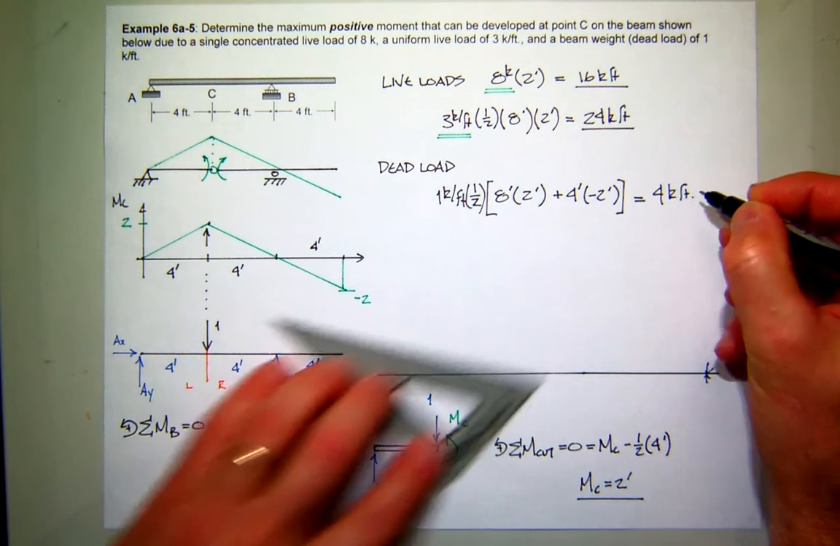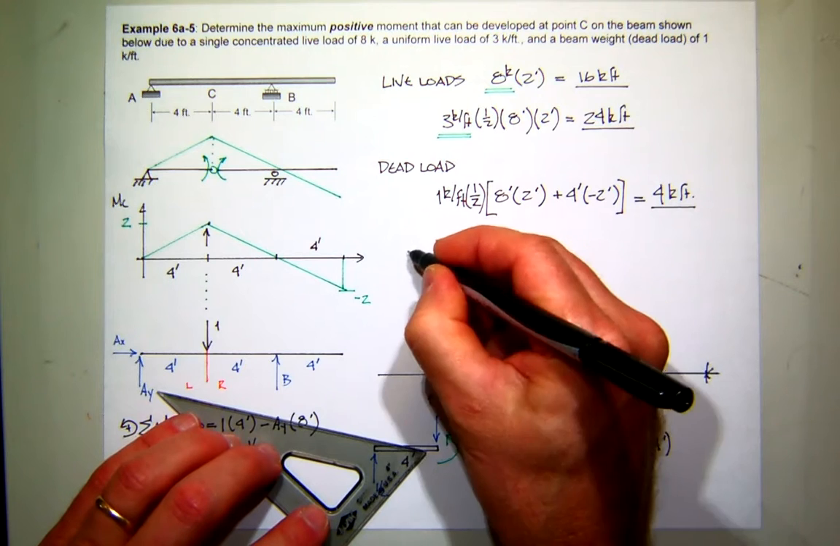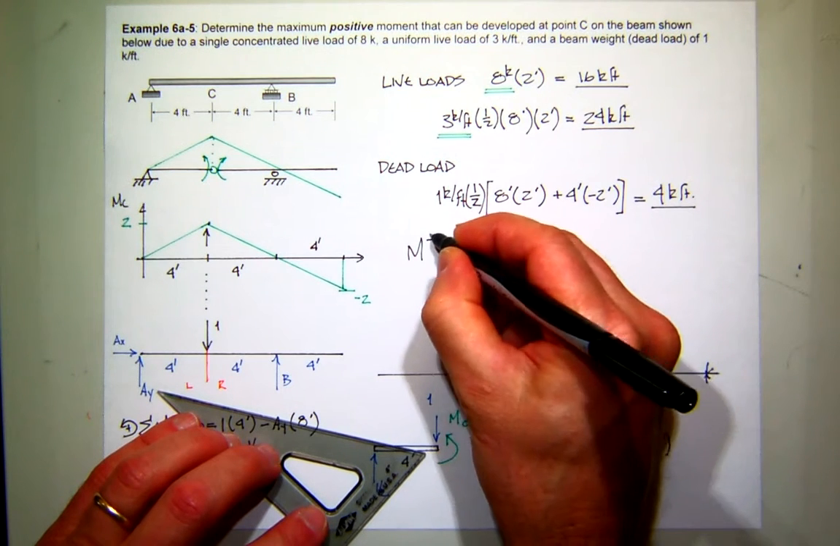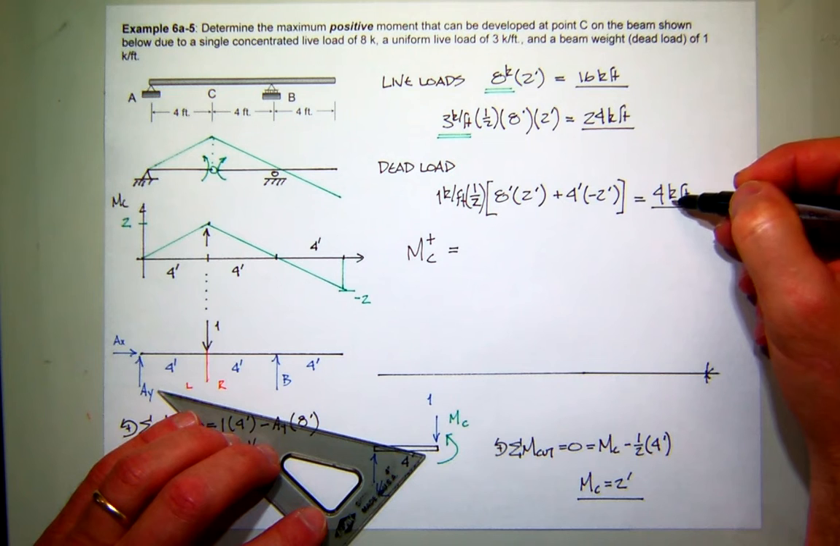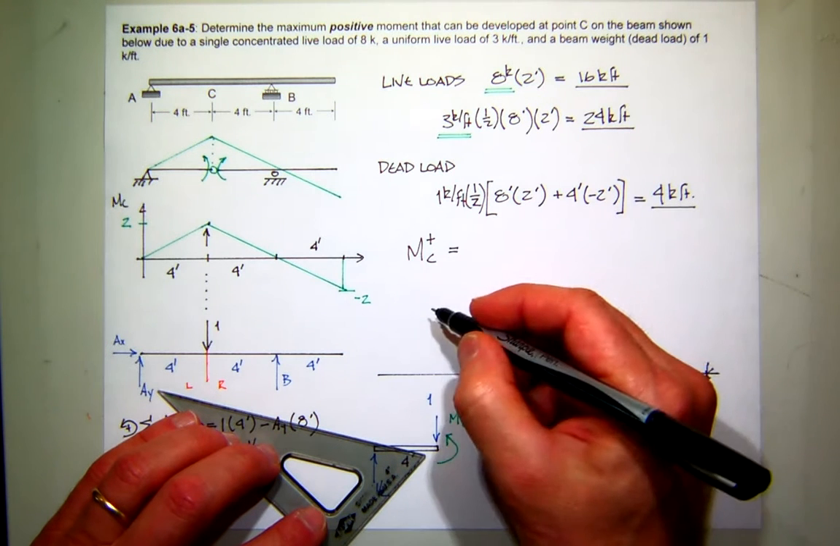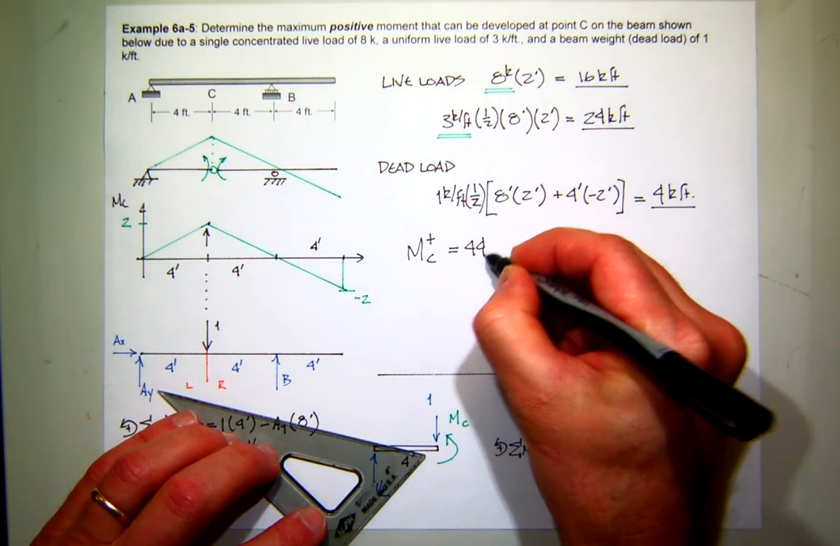So the total for the maximum positive moment at C would be the sum of this stuff. It looks like 44. So 44 kip feet is the moment.